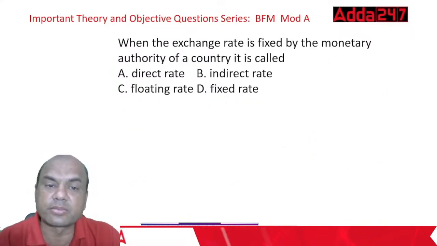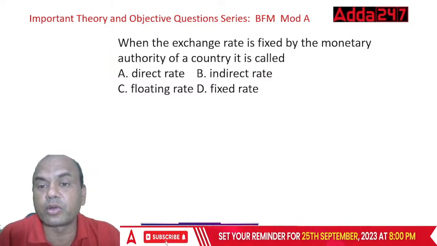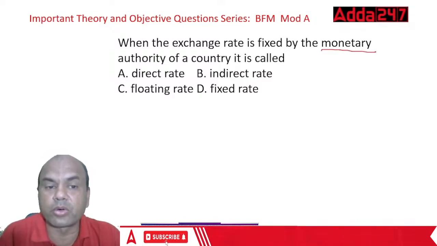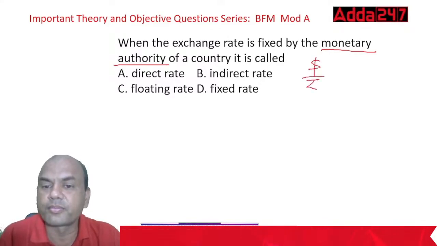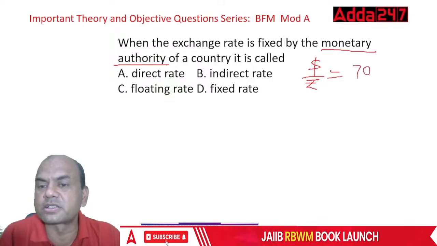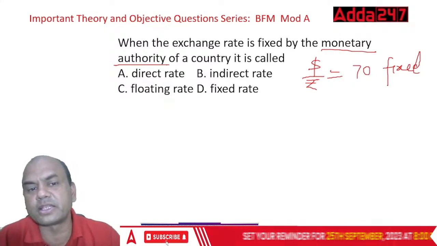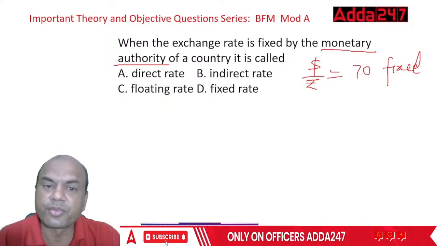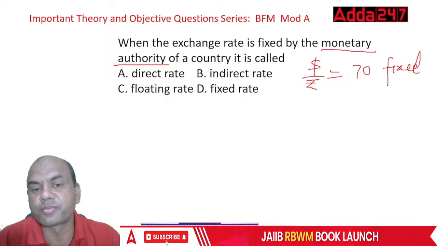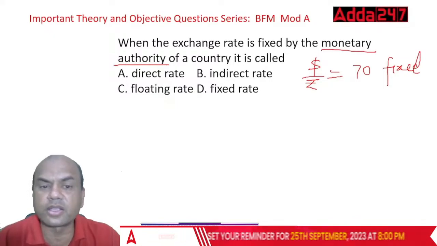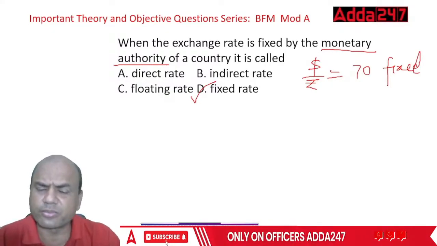When the exchange rate is fixed by the monetary authority of India, or of any country, it is called as what? Here, when it is fixed by the monetary authority, what does it mean? RBI tomorrow says that the dollar to INR rate is, let's say, 70 rupees, fixed, no changes in that. It will not fluctuate. It is fixed by the monetary authority. So in this case, what is it called? Direct, indirect, floating or fixed? It is called fixed, isn't it? It is fixed by the monetary authority of that country.